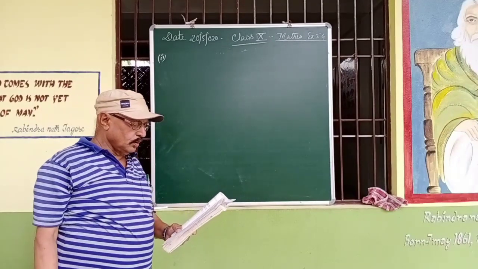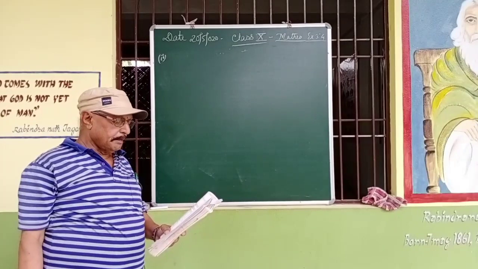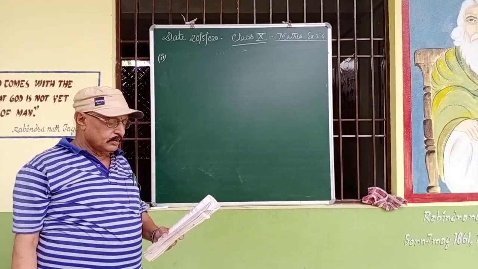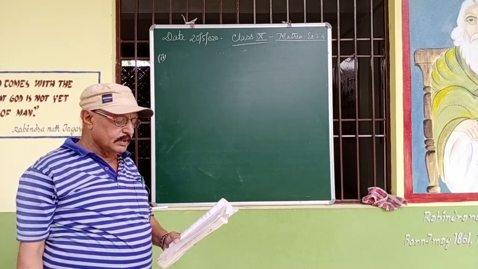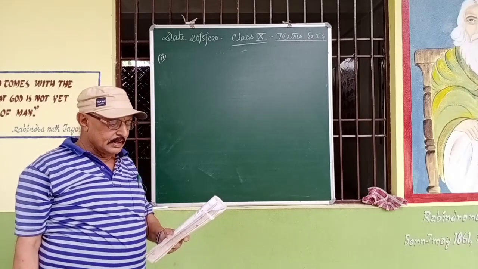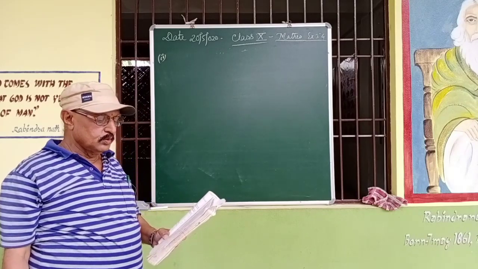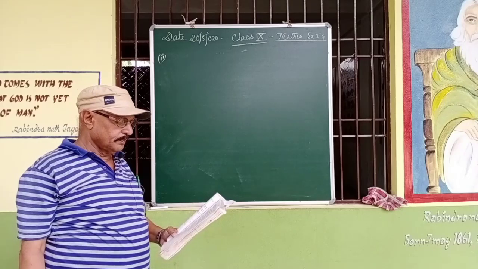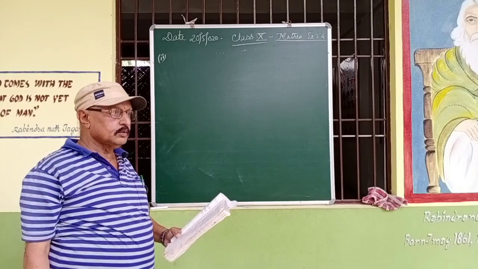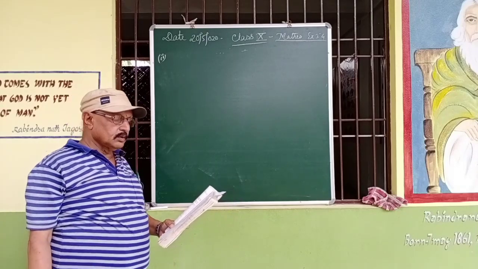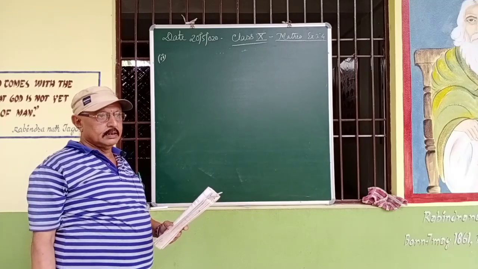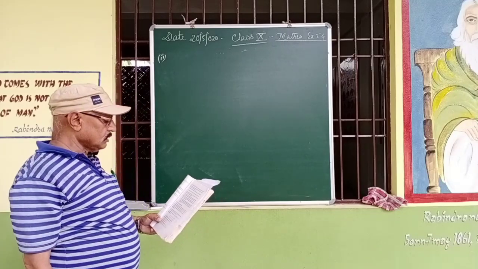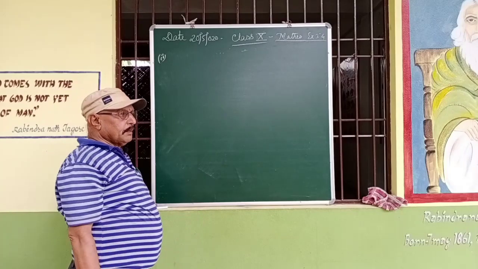Now question number 2. The question is, 5 years ago, Nuzi was thrice as old as Sonu. 10 years later, Nuzi will be twice as old as Sonu. How old are Nuzi and Sonu? This is an age related question. So in such questions, we take the present age first.